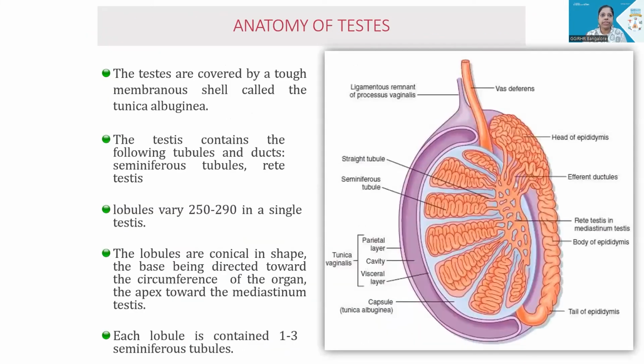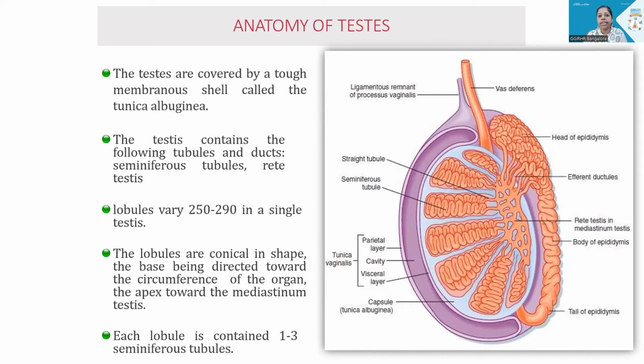Coming to the anatomy of the testes, the testes are covered by a tough membrane shell called the tunica albuginea. We need to remember here the tunica albuginea is the densest and thickest connective tissue available in the body. The testes also contain the following tubules and ducts: the seminiferous tubules, rete testis.